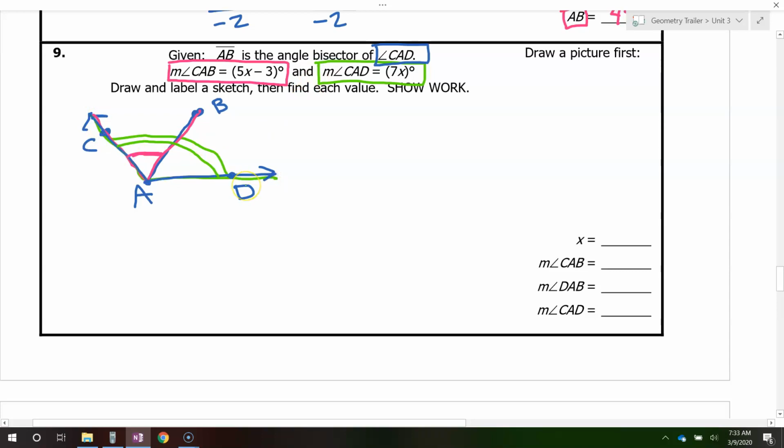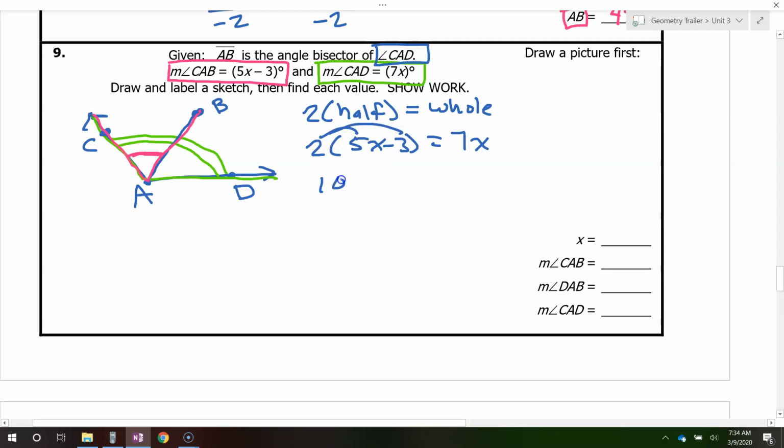So is this a half and a half, or is this a half and a whole? Well, this is a half and a whole. You can plainly see. So that's why we're going to set this up as 2 halves should equal the whole. All right, so 2 halves. The half is the small angle, the angle CAB. So that's why I'm going to put 5x minus 3. The whole is angle CAD. So that's going to be 7x.